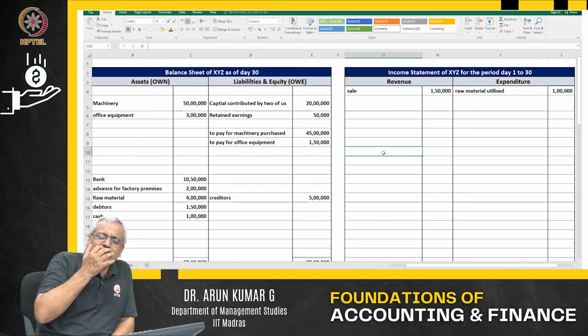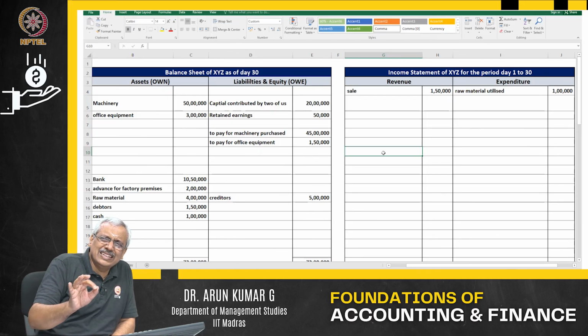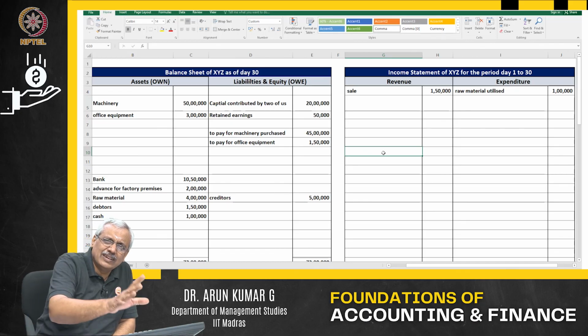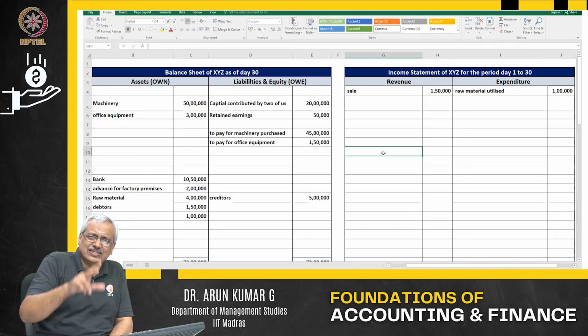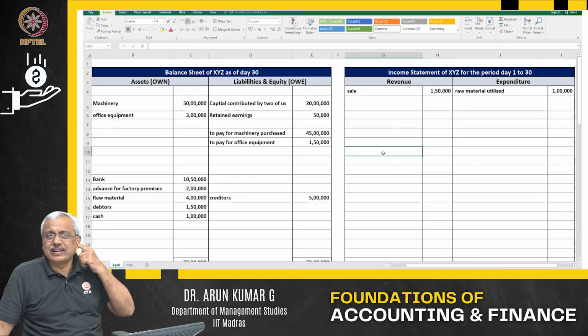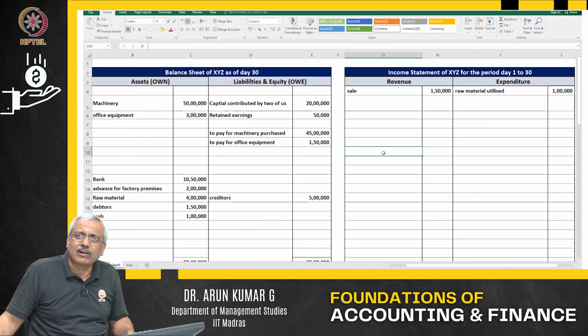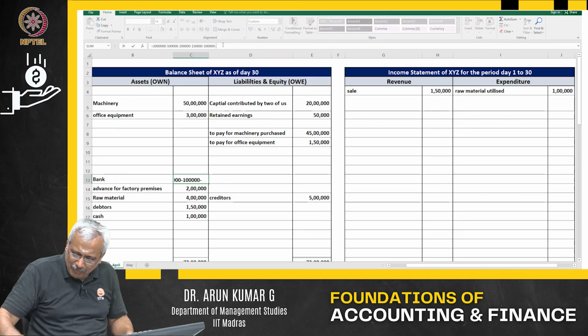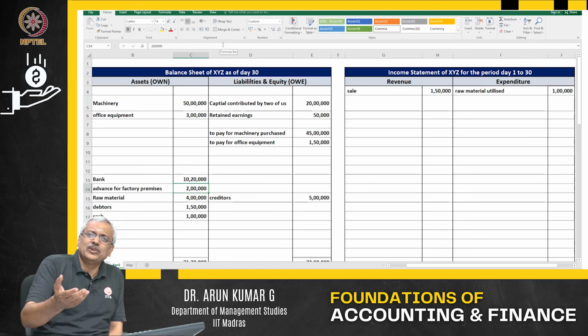Now on day 30, there are a couple of things that happen. I have to pay salaries for my workers. I have to pay rent for the factory premises. First thing, let me say, I am paying rent of 30,000 for my factory. When I pay rent of 30,000 for my factory, what happens? My bank balance will reduce by 30,000 because you are giving a check.